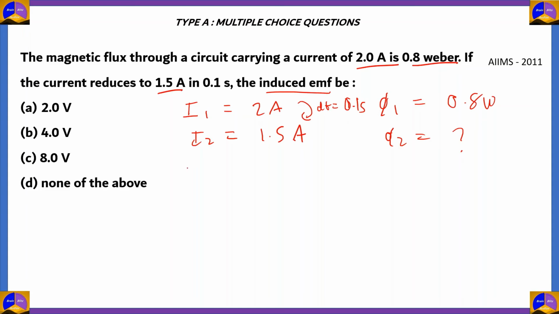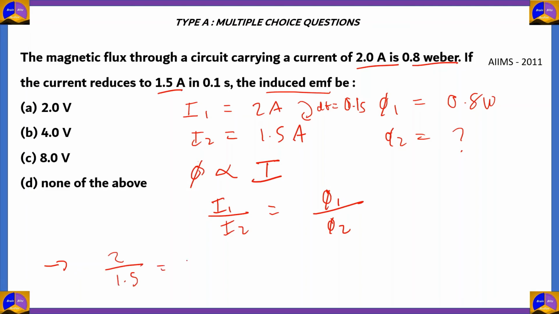Now, we need to know the fact that the magnetic flux is directly proportional to the current passing through the circuit. So therefore, we can write I1 divided by I2 will be equal to phi 1 divided by phi 2. And using this relation, we can write 2 divided by 1.5 is equal to 0.8 divided by, let's say, phi 2.